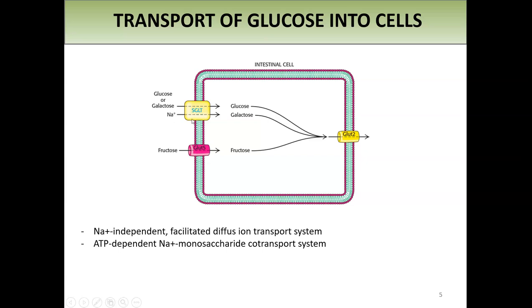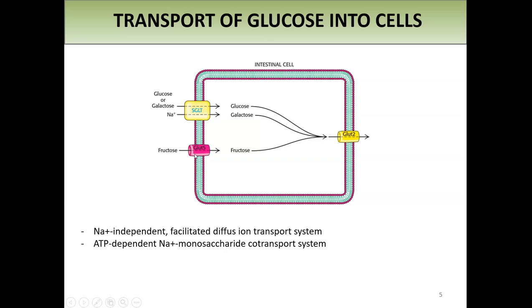Okay, so therefore SGLT does not use ATP directly, but it uses ATP indirectly, because regarding the gradient of the sodium, this sodium potassium ATPase has already used ATP. Therefore this is a secondary active transporter.